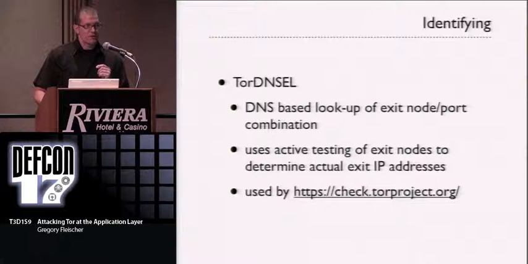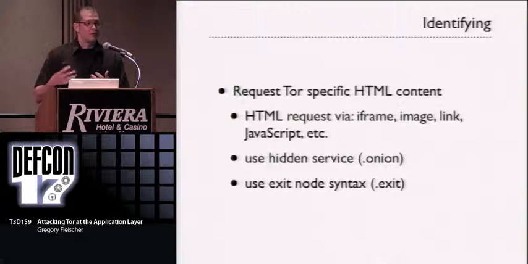So then there is a project called Tor DNS EL, which is an active testing exit list tool. And this is going to go through and actually actively test to try and determine what are the real exit node IP addresses that are being used to send out the traffic. And if you use the Tor browser bundle, when you load it up, it goes to check.torproject.org. This is using Tor DNS EL.